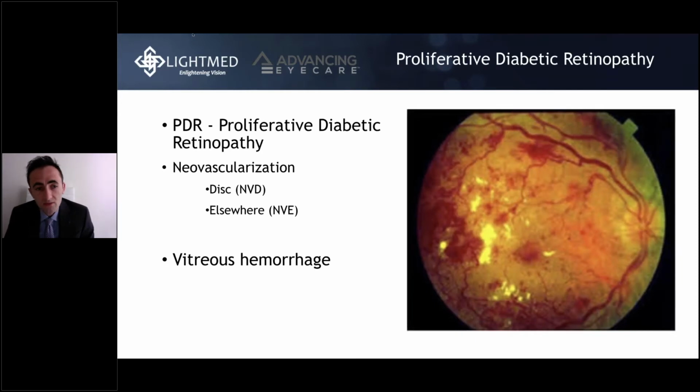And in more advanced cases, you can see the proliferation of abnormal vessels that grow because of the long-standing ischemia, where you have proliferative diabetic retinopathy and the complication of neovascularization of the disc or within the retina. These fronds of abnormal vessels can eventually ooze and bleed, and this bleeding can result in decreased vision, fibrosis, scarring, and eventually can result in tractional retinal detachment and complete vision loss.